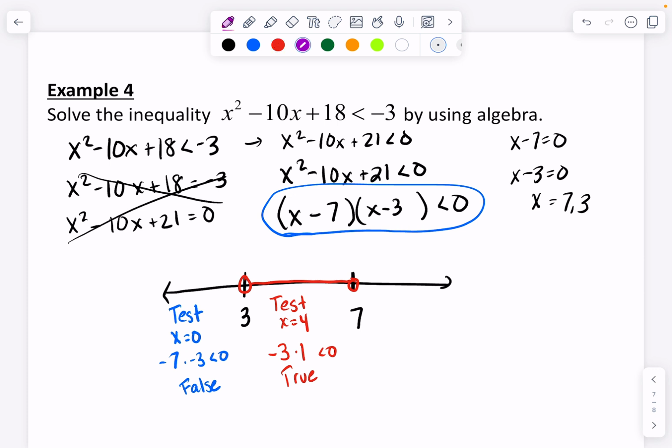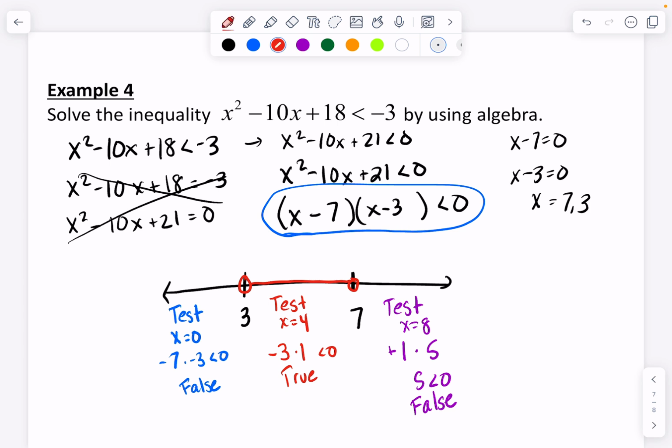Now, I'm going to test a number that is greater than 7. So I'm going to test 8. 8 minus 7 is a positive 1. And then 8 minus 3, that's a positive 5. Is that less than 0? No, that's false. So that's not part of my answer.